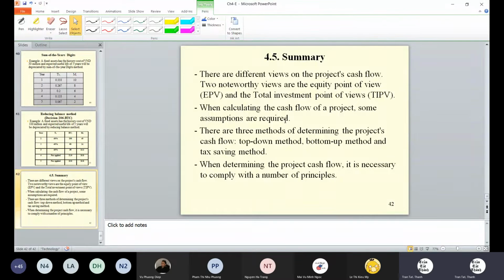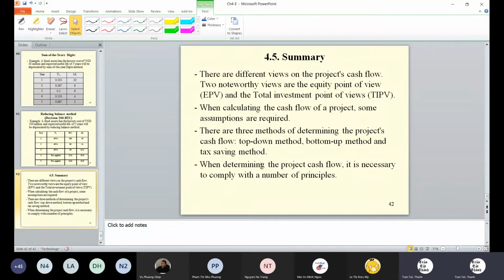And how about the third one? The third one should be the disposal of fixed assets and current assets at the end of the project. So that's the three assumptions of the cash flow. What else? There are three methods of determining the project cash flow: top-down methods, bottom-up methods, and tax-saving methods.